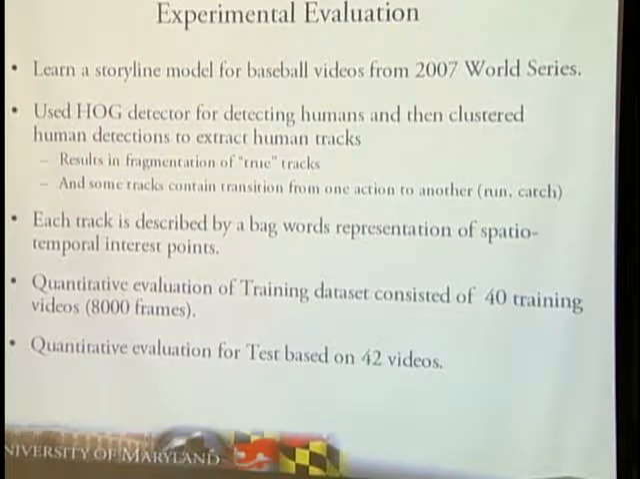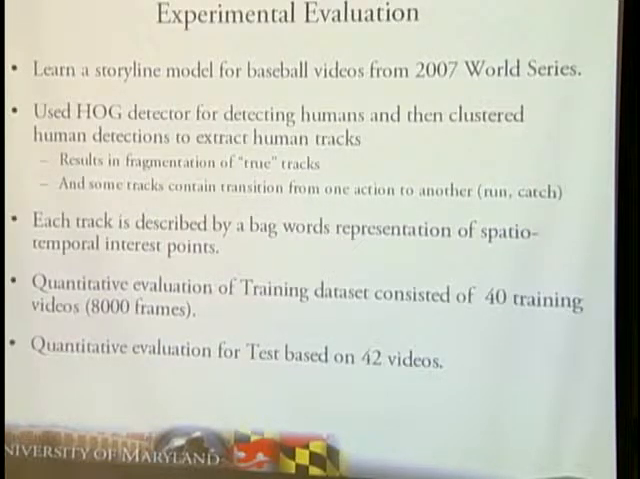For experimental evaluation, we use the same 40 videos we used in the case of Beyond Verbs. For initializing the human tracks, we used an HOG detector to detect humans and then cluster these detections to extract human tracks. Now this kind of approach results in fragmentation of true tracks, that is, each track is not directly associated with one action, and similarly some tracks would also contain transition from one action to another. Each track is described by a bag of words representation of spatiotemporal interest points.